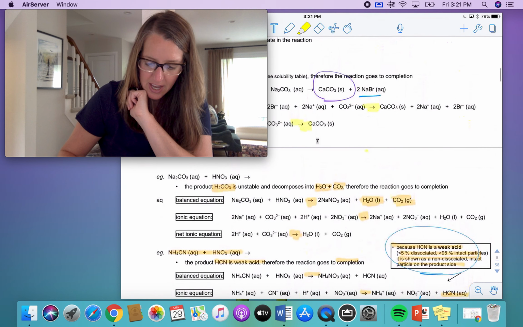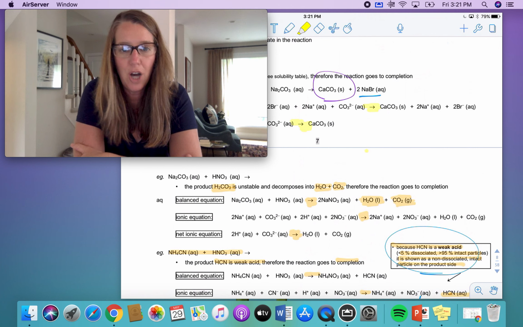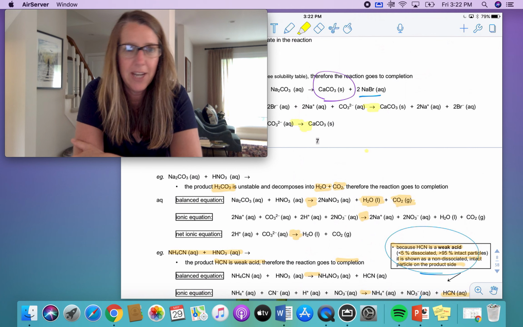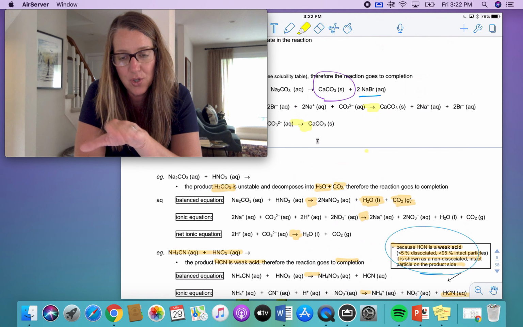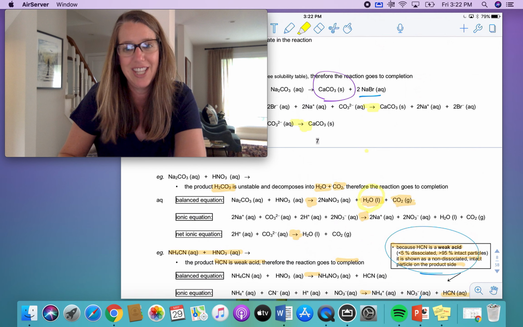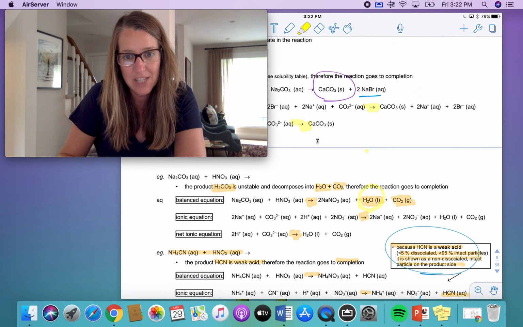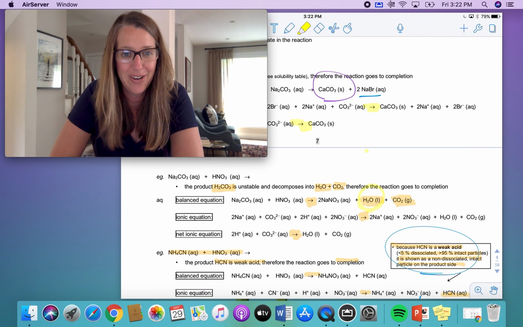If I've got sodium carbonate and nitric acid, the product that I get is H2CO3. I've got to look on my list. That one was one that was unstable, which means it decomposes into water and carbon dioxide. And then look what you've got. You've got water in the liquid state. This is a double displacement reaction that goes to completion, so you're going to write your completion arrows.